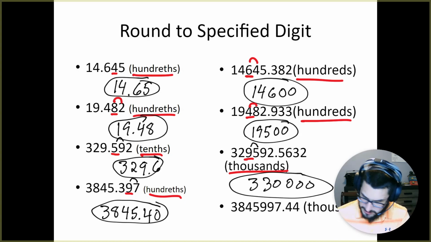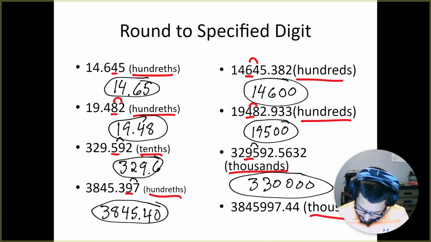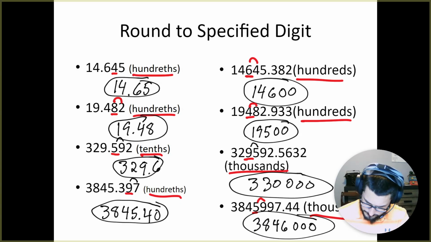The last one on this section, thousands, we've got hundreds, thousands right there. 9 is going to round that up to a 6, so we've got 3846,000. Right?